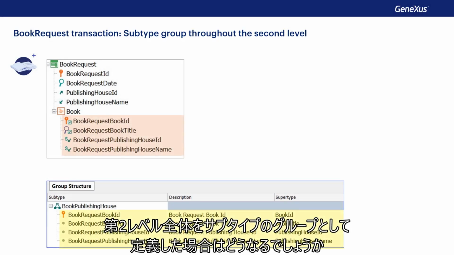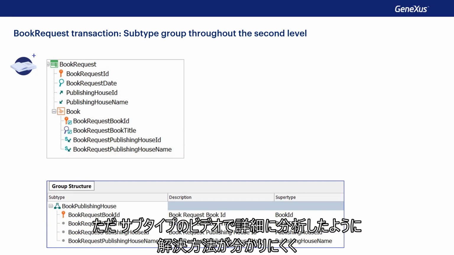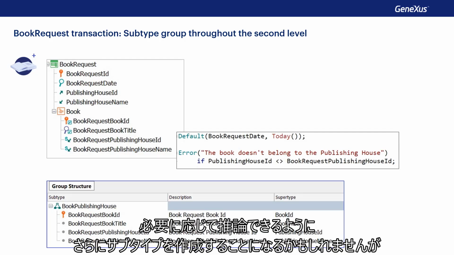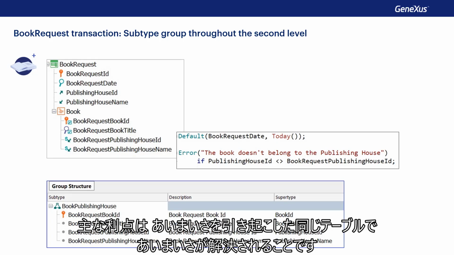What if we had defined the entire second level as a group of subtypes? We would also solve it, with the difference that, as we analyzed in detail in the subtypes video, although this solution may be less obvious and lead to having to create more subtypes to be able to infer them where needed, its main advantage is that the ambiguity is resolved in the same table that causes it.